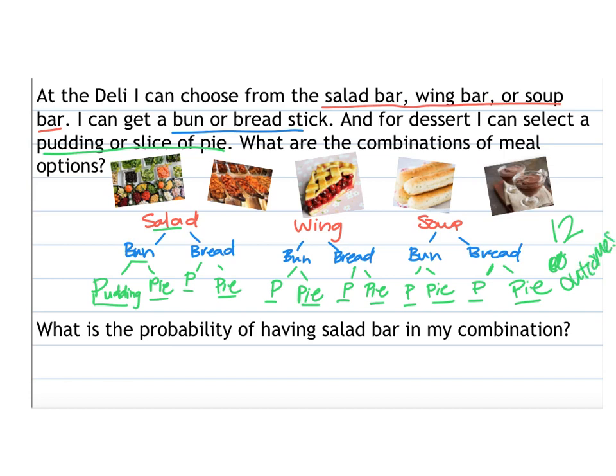Then we have a probability question here. What is the probability of having salad bar in my combination? Okay, so the salad bar is here. So I could have had salad bar bun with pudding, that's 1. Salad bar bun with pie, that's 2. Salad bar breadstick pudding, 3. Salad bar breadstick pie, that's 4. So I would have to choose all 4 of those for those questions because any of them include the salad bar. So that's 4 out of the 12 total, which would be 1/3.